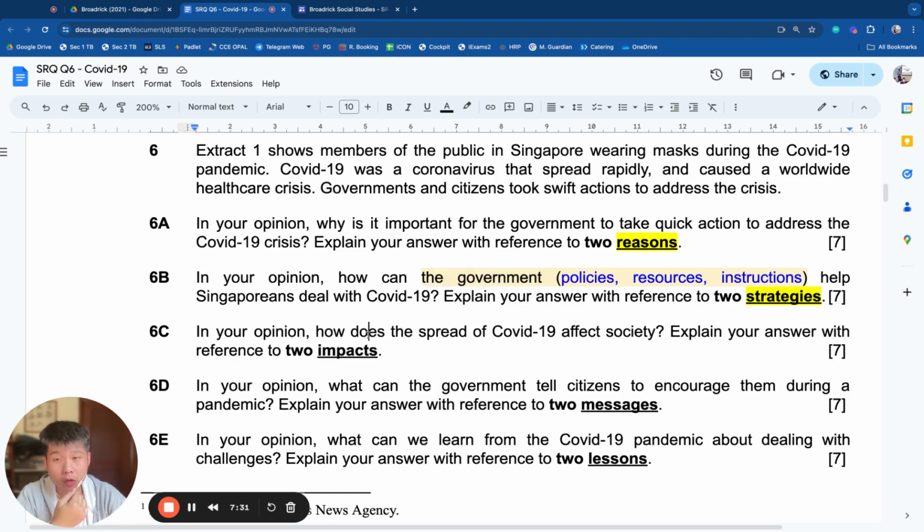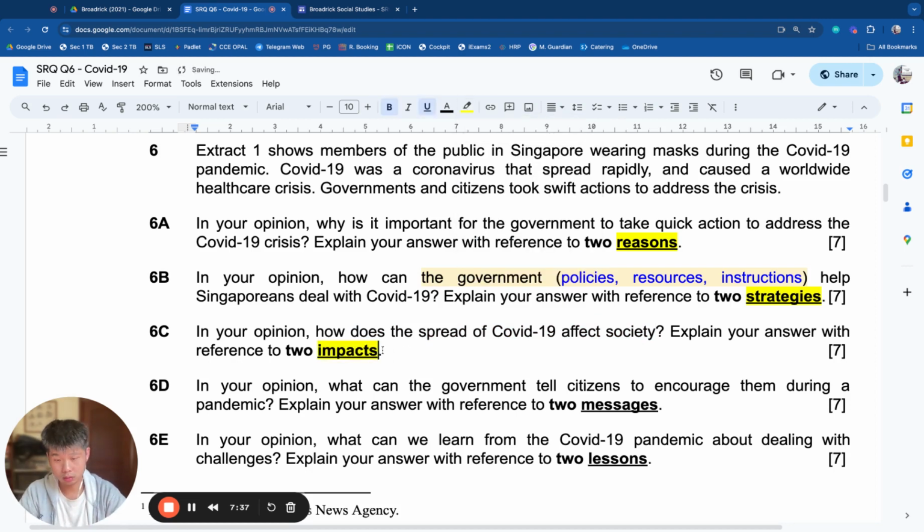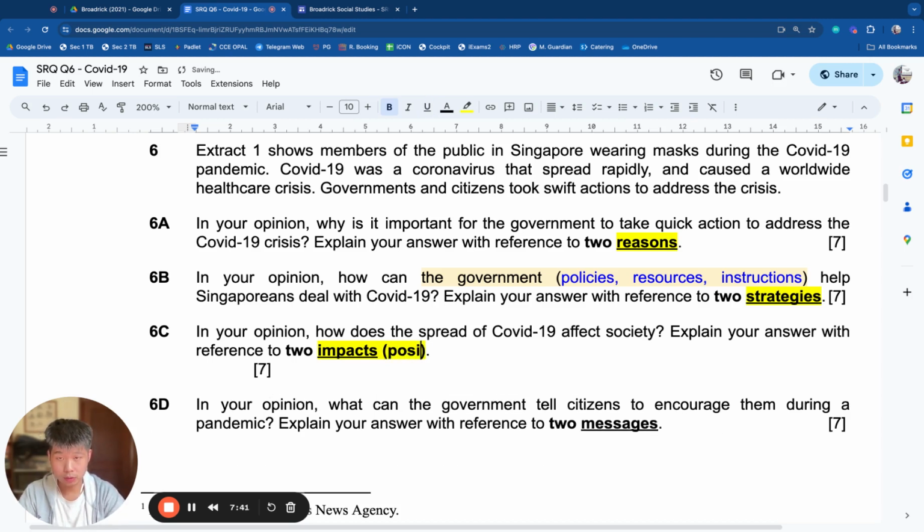In your opinion, how does the spread of COVID-19 affect society? Explain with reference to two impacts. So here, because impact is general, you could think of positive, negative type of impacts.